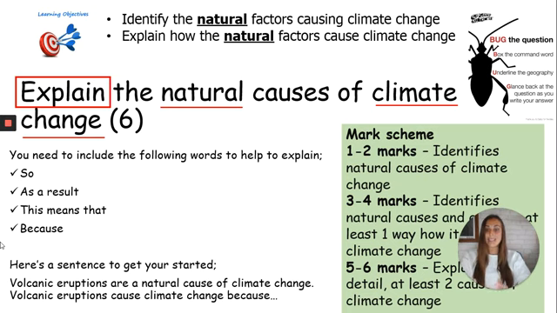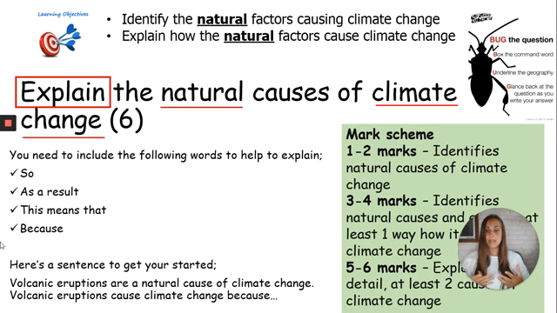Okay, so explain. If you're explaining, you need to include the following words to help you explain: so, as a result, this means that, because. And it's the natural causes. So ignore anything to do with humans, anything that's our fault that causes climate change, and focus solely on those three things that we've looked at today. The Milankovitch cycle, the solar output, and volcanic eruptions.